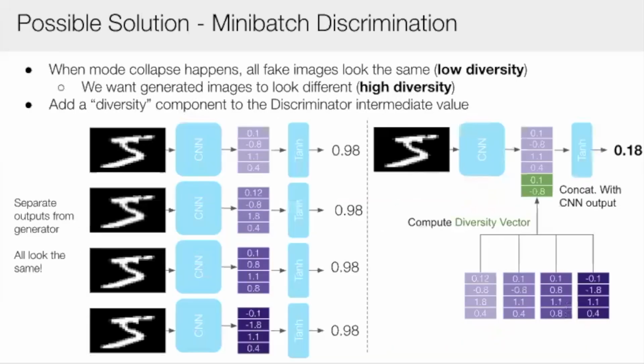So when mode collapse happens, all fake images look the same. All of these fives are different, we gave the generator different random noise vectors. And for each random noise vector, it gave us back this exact five or variations of this five. Then the discriminator, because this five looks very similar to a five in our data set, will say, hey, that's a real five. And then we fool our discriminator.